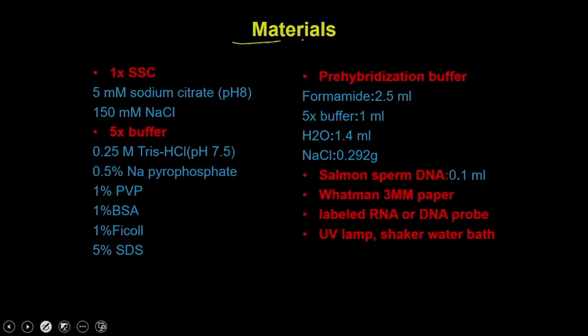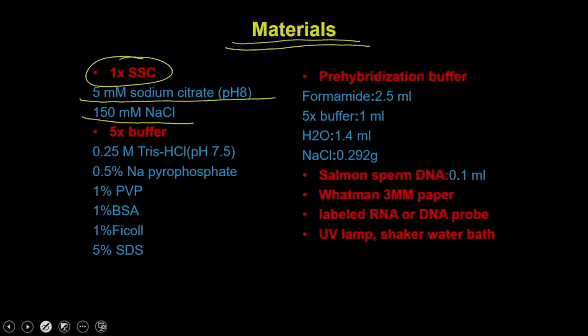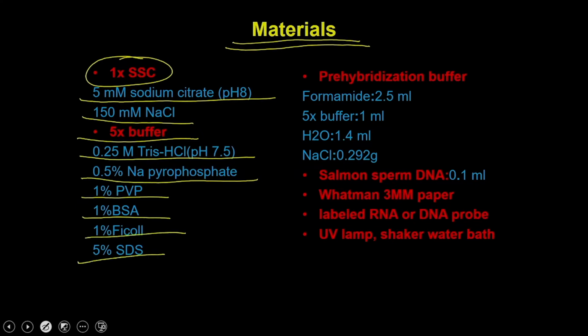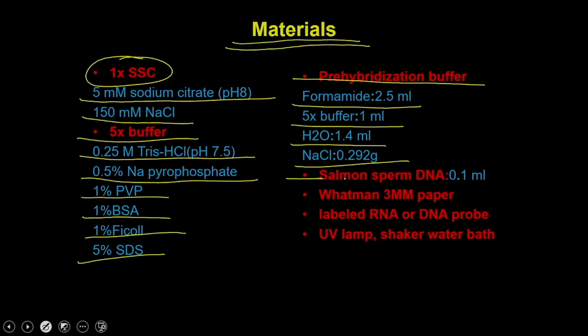So, in the materials required, if you want to start the northern blotting, you require SSC buffers. The SSC buffer composition is 5 millimolar sodium citrate and 150 millimolar NaCl. Then you require a 5x buffer, which is Tris buffer containing sodium pyrophosphate, 1% PVP, BSA, Ficoll and SDS. Apart from that, you also require the hybridization buffer, which is formamide, 5x buffer, water and NaCl, and also you require the salmon sperm DNA.